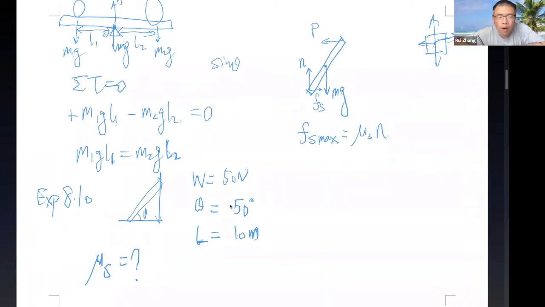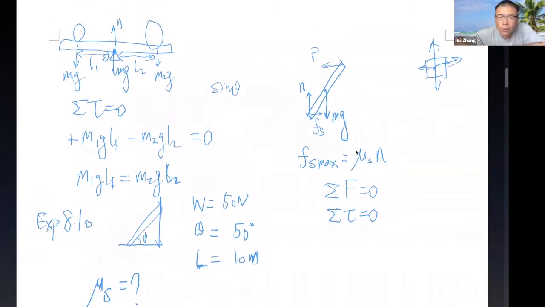So how do we do this problem? Again, we start from the principles. The principle is that for this ladder to be at rest, you have both total force equals 0 and total torque equals 0. Let's just write down equations based on this. Let's start from total force. Now there are two directions here. Some forces are going horizontal, some are going vertical.